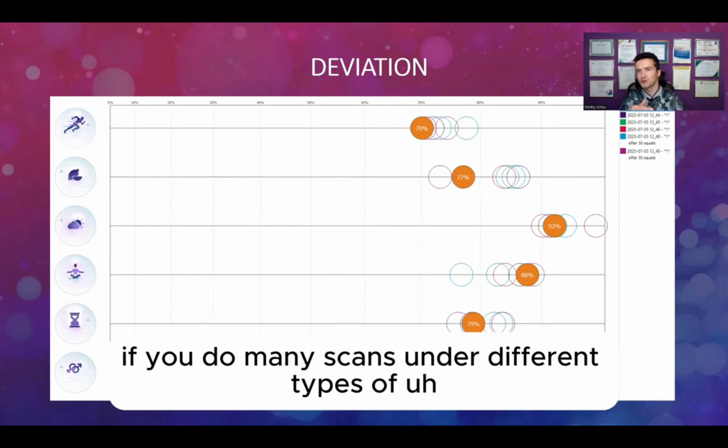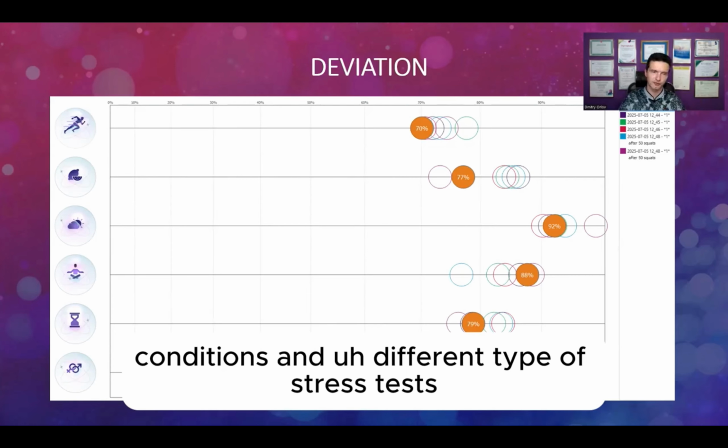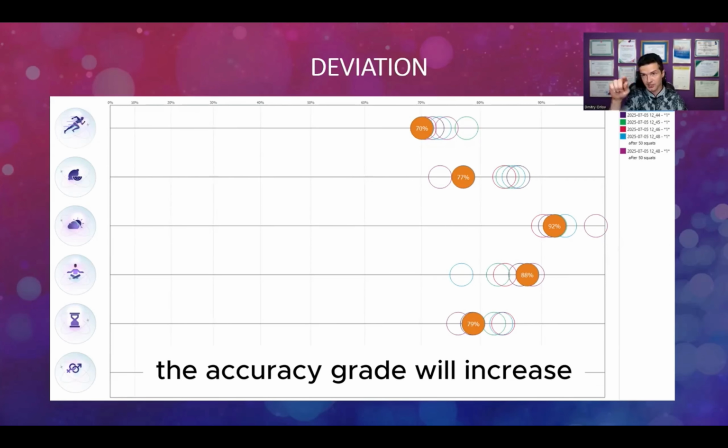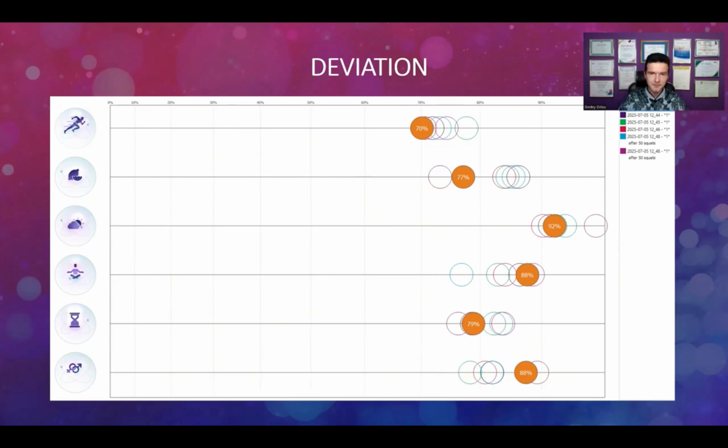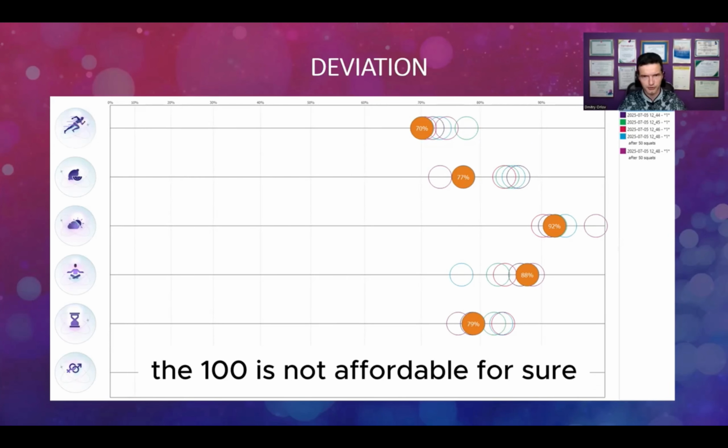So, of course, if you do many scans under different types of conditions and different types of stress tests, the accuracy grid will increase and you can go closer to 90, 95%. The 100 is not attainable for sure.